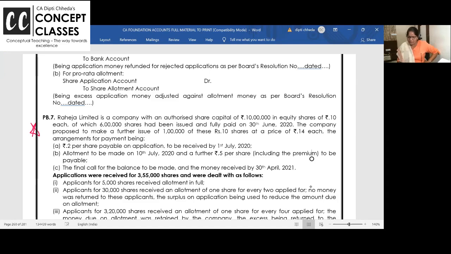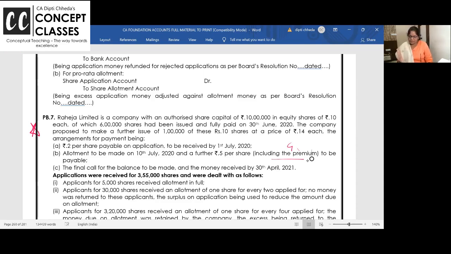The arrangement for the payment being 2 on application, allotment to be made 5, including premium. So how much premium is included? 4. Is that clear or not? Allotment is 5, including premium 4 rupees. Final call for the balance is to be made and the money is received. So application, then allotment, and then final call is done.